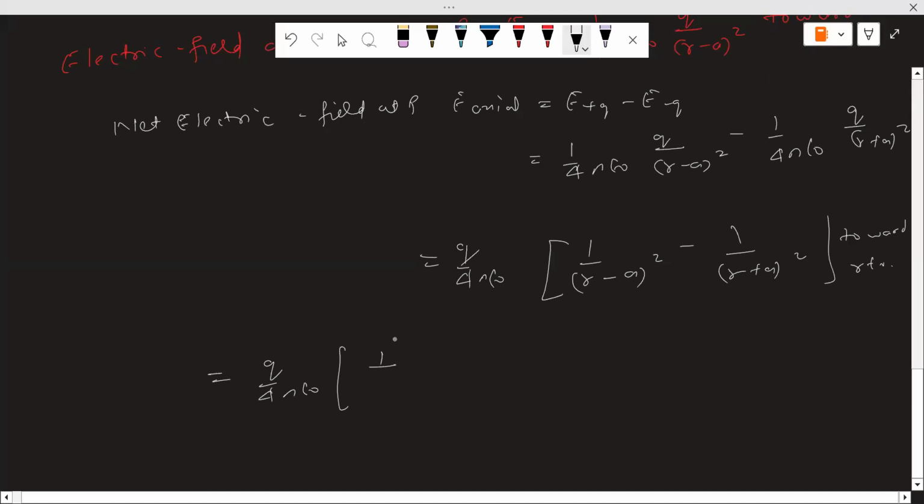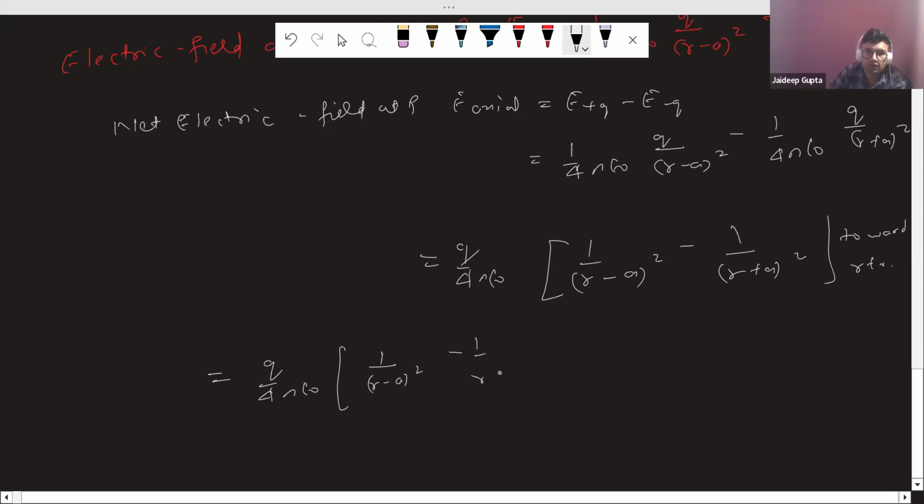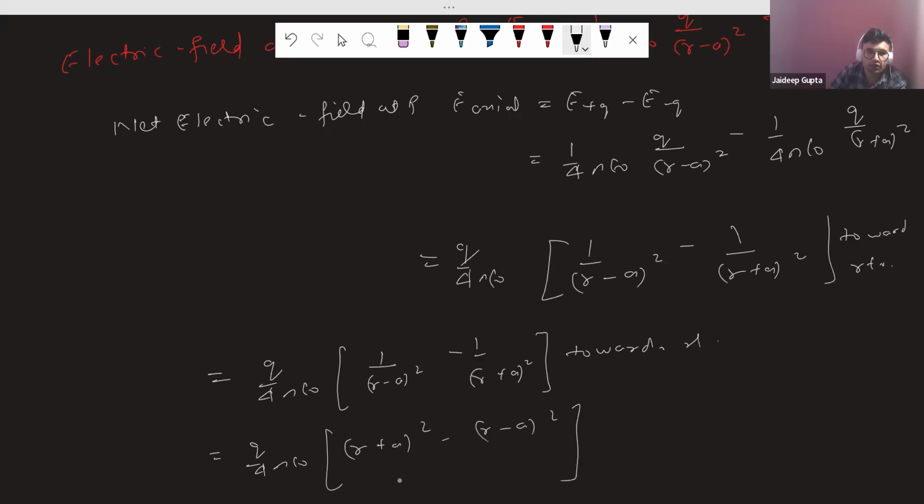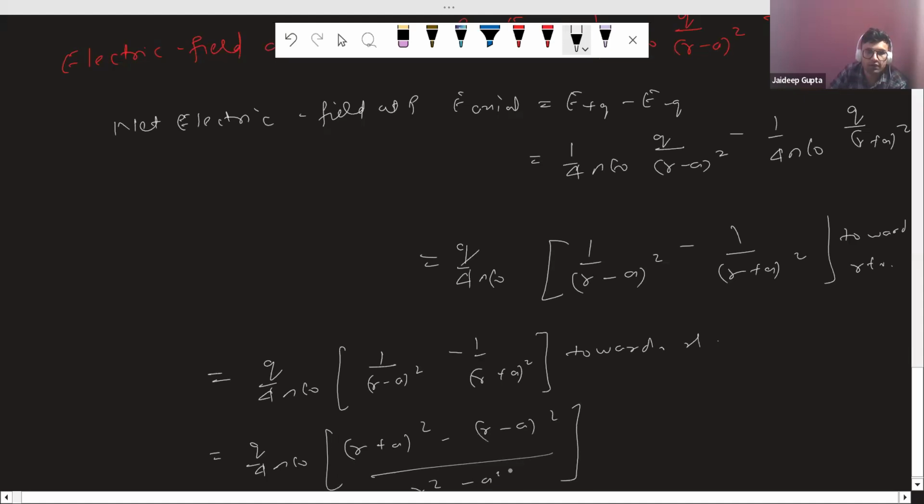So now, if I subtract it, we get (r plus a) whole square minus (r minus a) whole square over (r square minus a square) whole square.